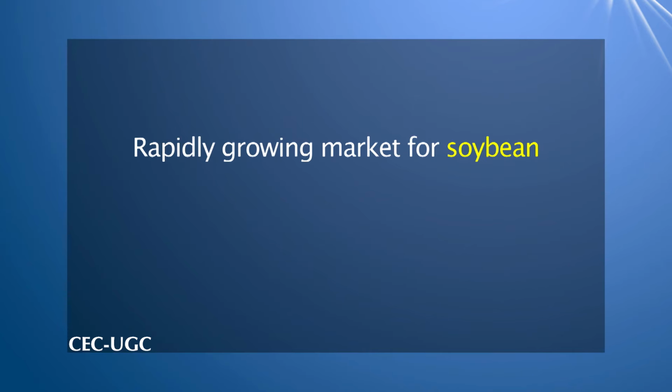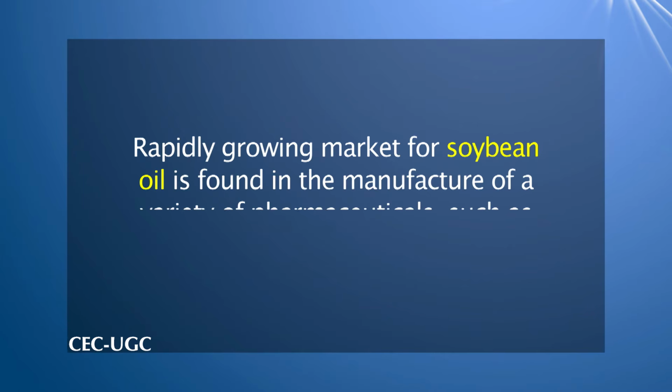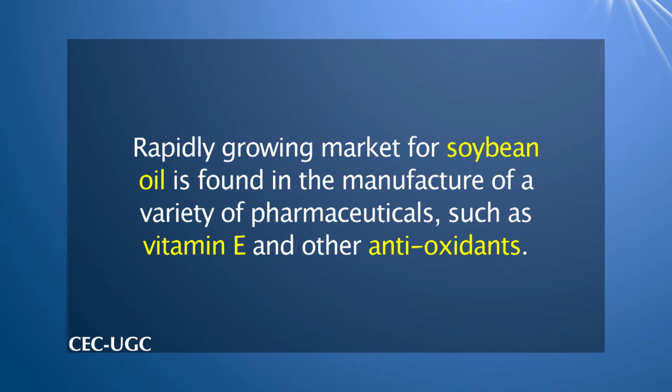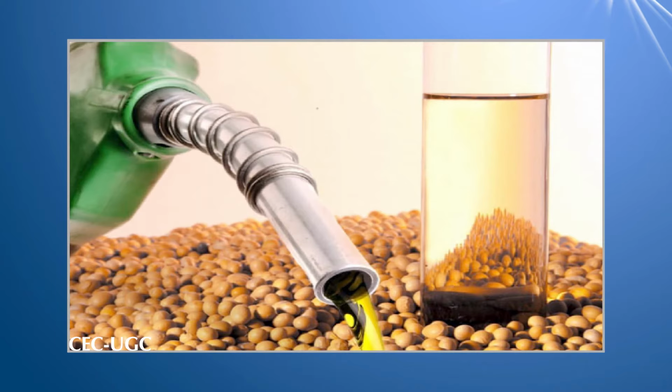A rapidly growing market for soybean oil is found in the manufacture of a variety of pharmaceuticals such as vitamin E and other antioxidants as inexpensive aids to good health. Soybean oil is also used for industrial applications such as a basic carrier in inks, varnishes and paints. Many soaps, lubricants and sealants contain soybean oil. Soybean oil shows great potential as an environmentally friendly substitute for petroleum-based diesel fuel, referred to as biodiesel.